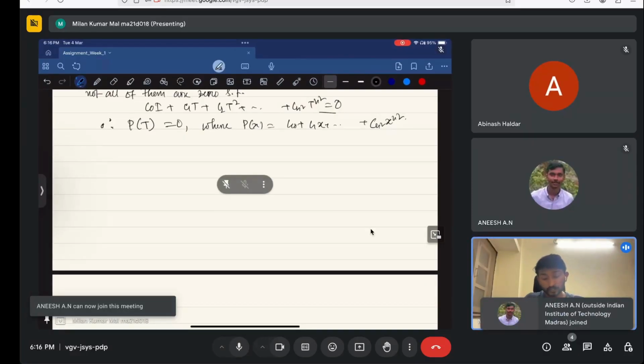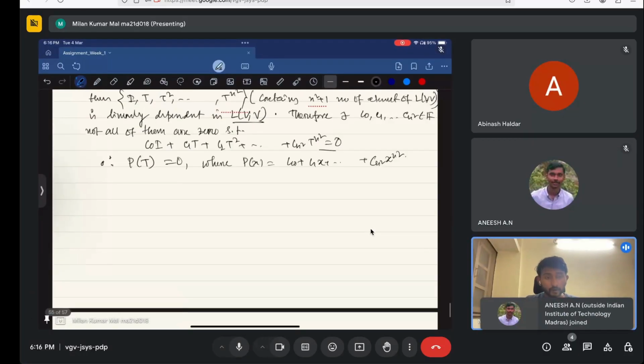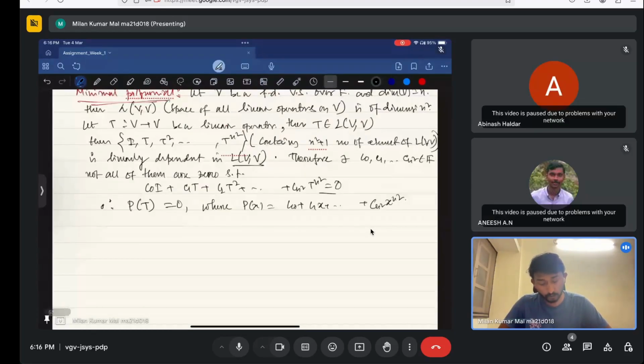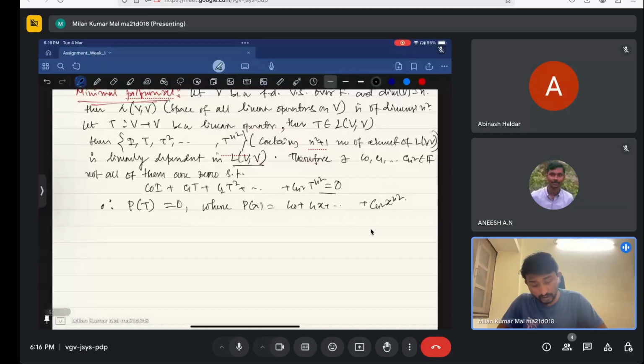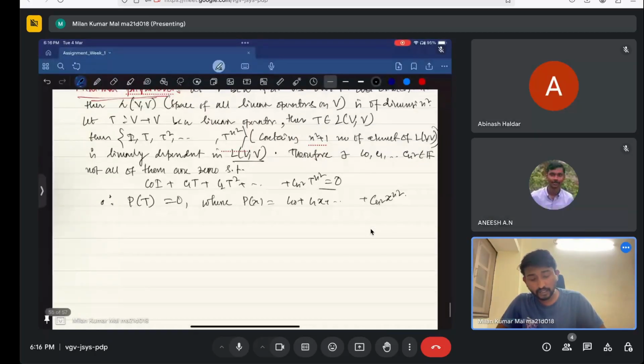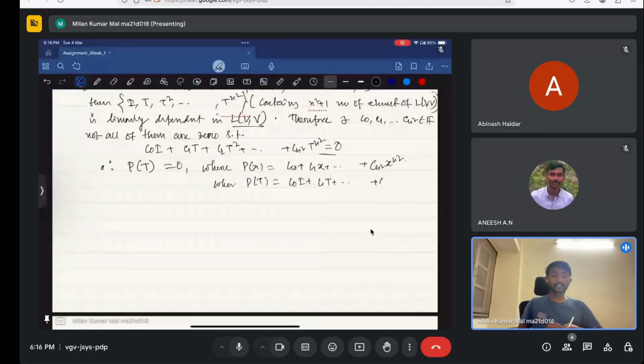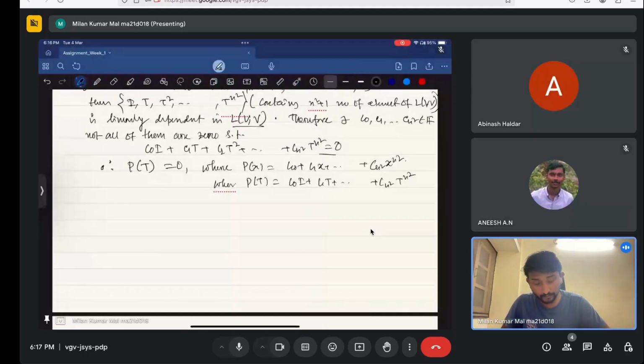So therefore what we are getting is that for every linear operator on a finite dimensional vector space V, there exists a polynomial for which p(T) is equal to 0. And how is this p(T) defined? p(T) is defined this way: c0 identity plus c1 T plus all the way to c n square T to the power n square. Here I replace x by T, and the constant term c0 is replaced by c0 times identity. Okay, so this is the thing.